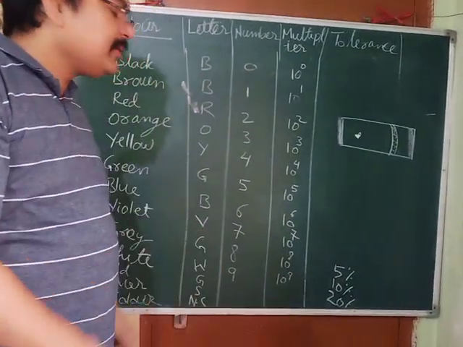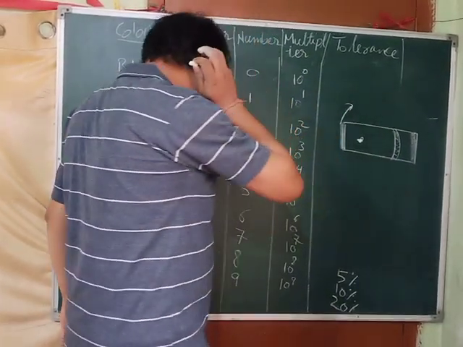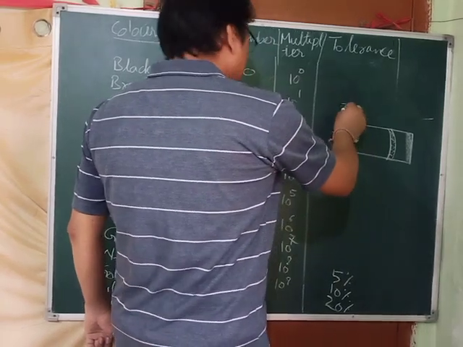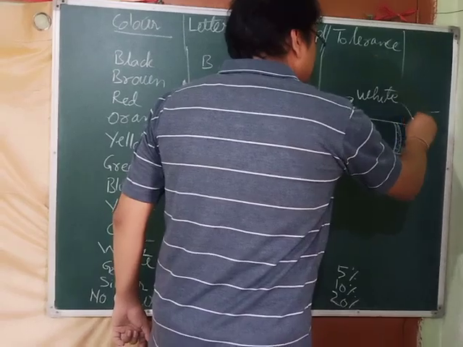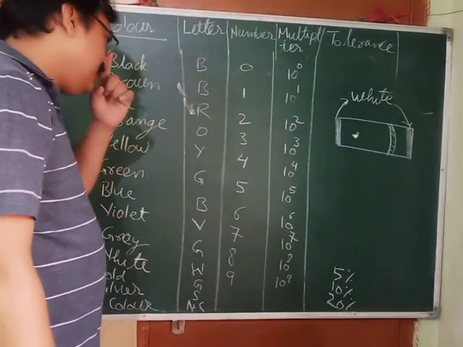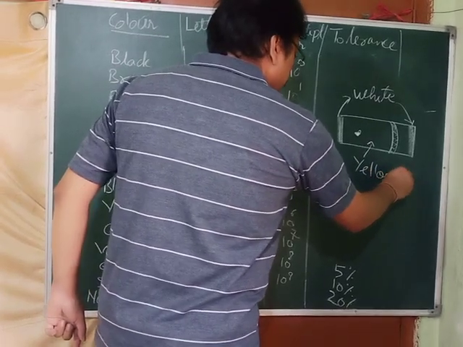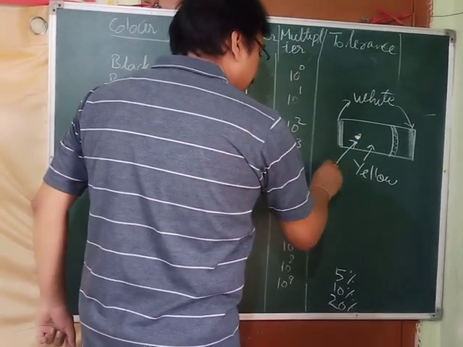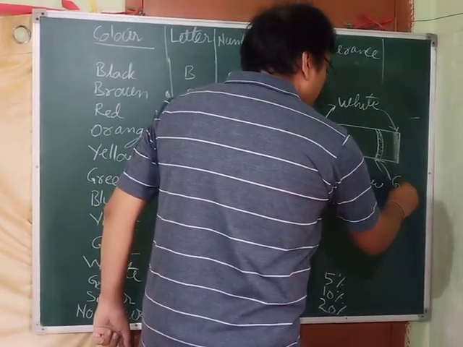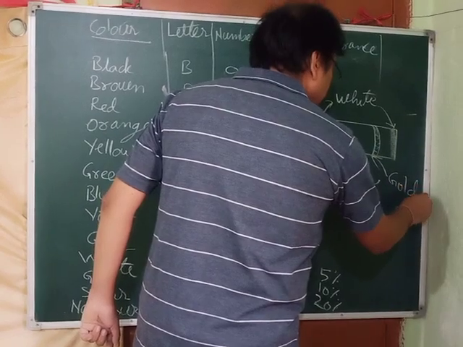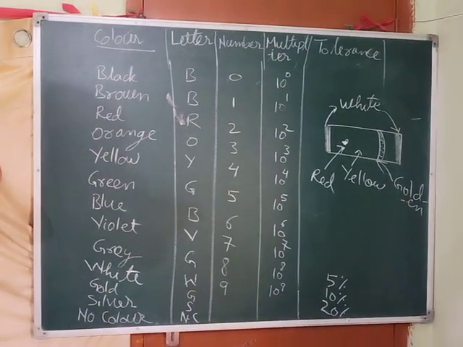Okay. Now we are going to take an example. Suppose these 2 ends are of white color. This is of yellow color. This is of red color. And this is of gold color. Now what is the resistance of this resistor?